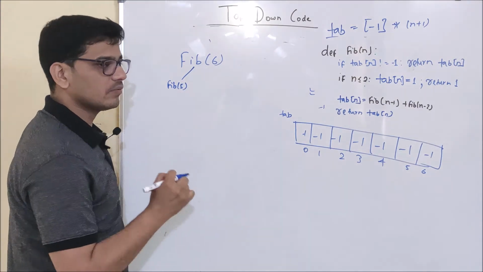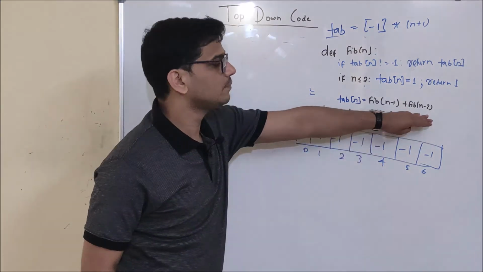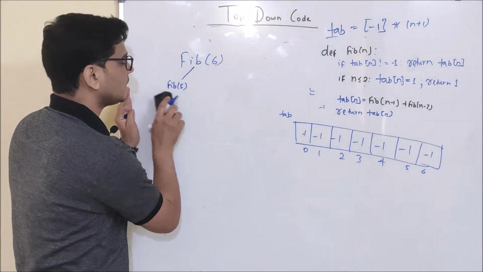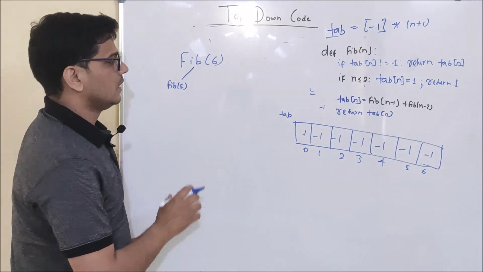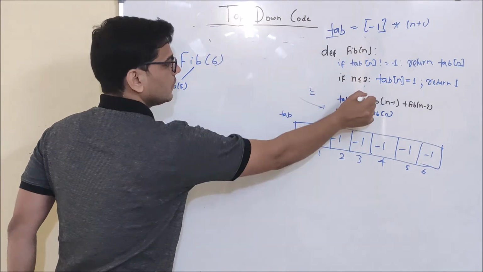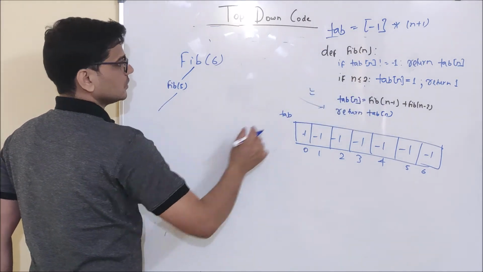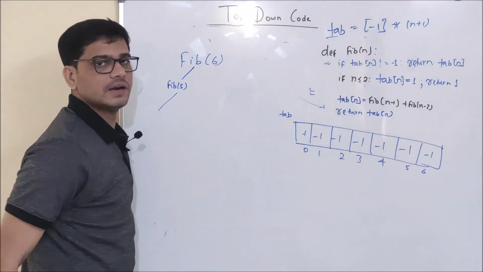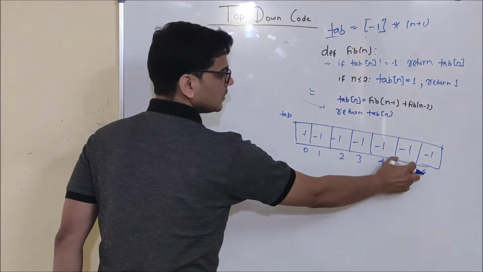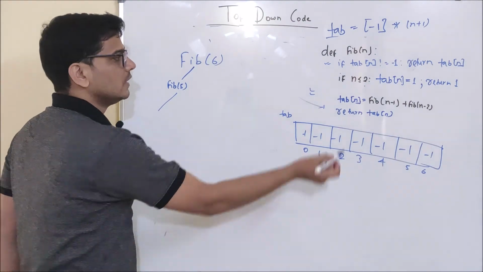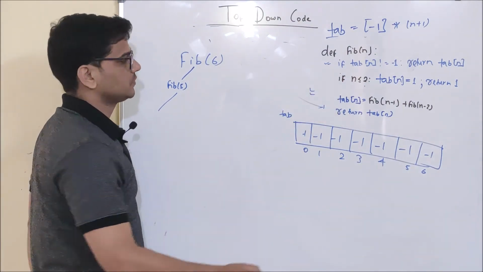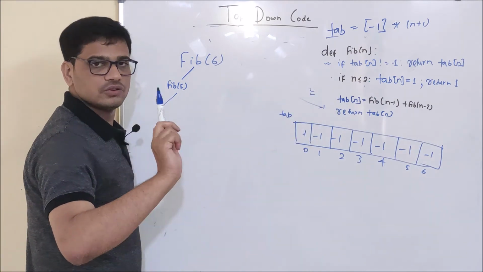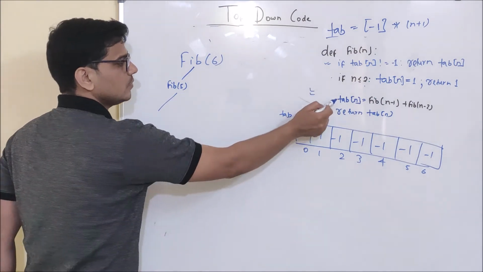And once fib of 5 is called, this second part will be on hold, till the time we do not have the answer of fib of 5. That means fib of 5 will come for its own execution, and it will check whether tab of 5 is updated or not. Tab of 5 is not updated, so this condition will be false. Control will come to this particular line, and this condition will also be false, and control will come here.